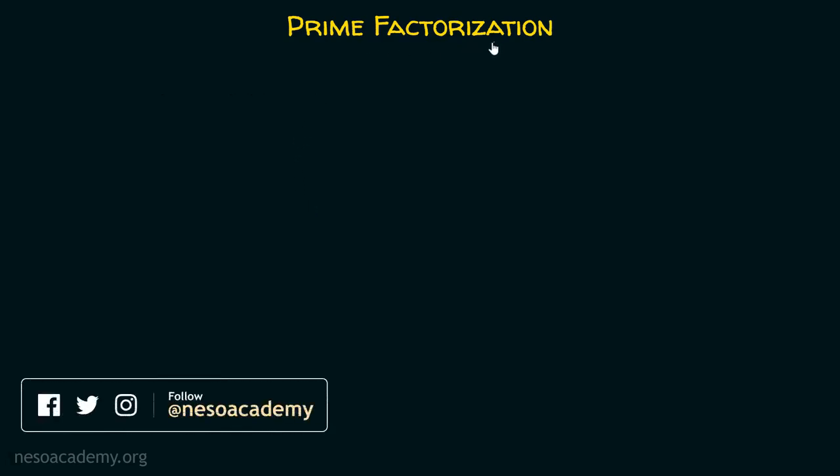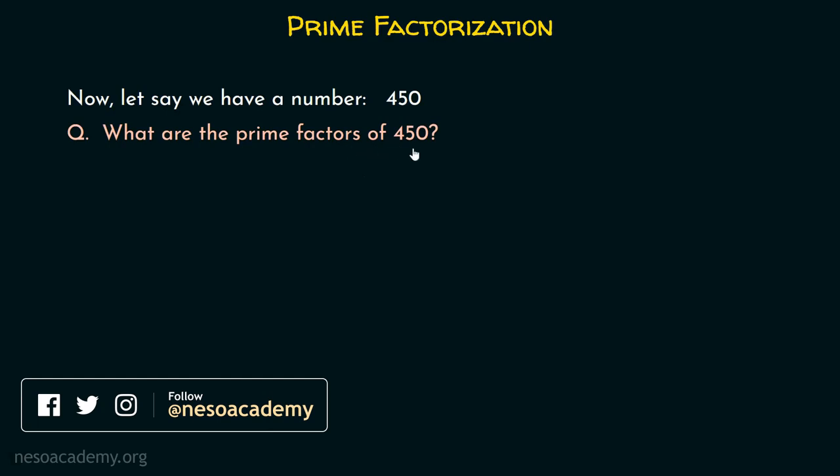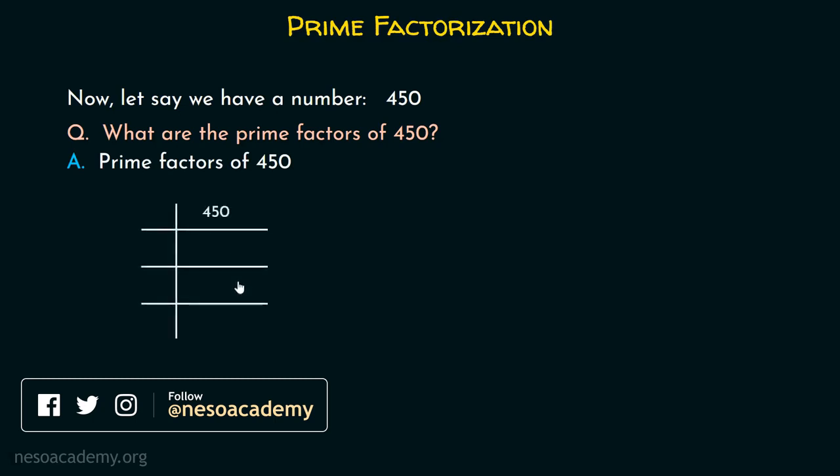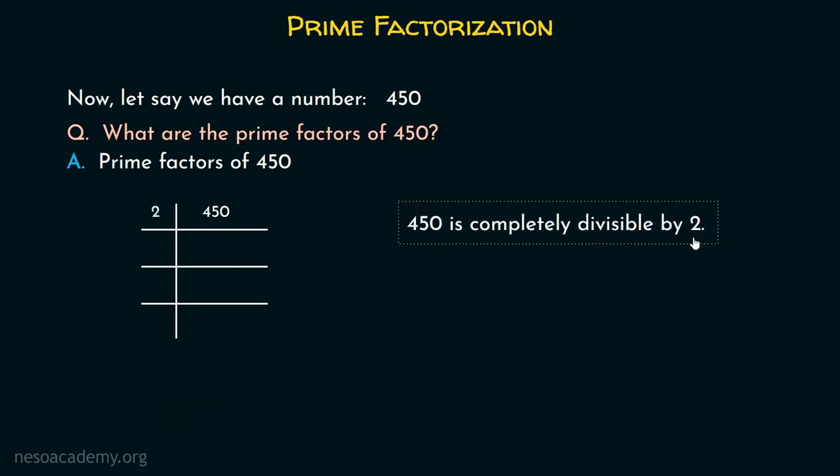This time we will take some other example. Let's say we have a number 450. What are the prime factors of 450? In order to write the prime factors of 450, we will use the prime factorization technique. Here, we will first try to divide 450 by 2. We know that 450 is completely divisible by 2, isn't that so?